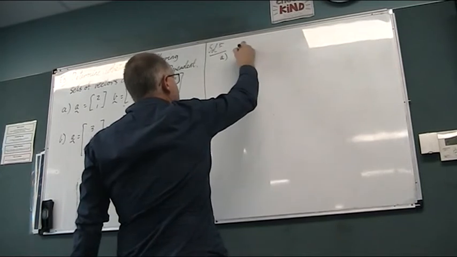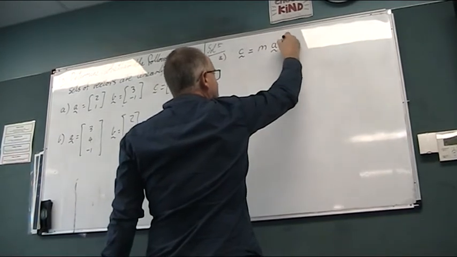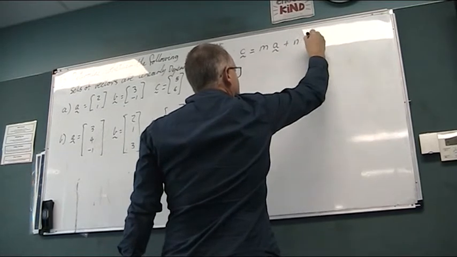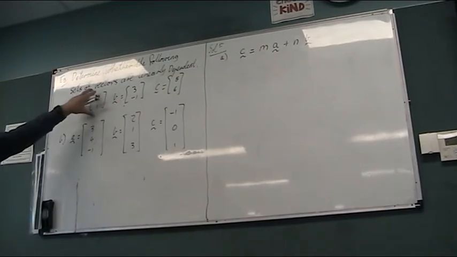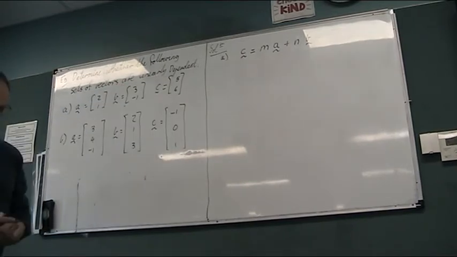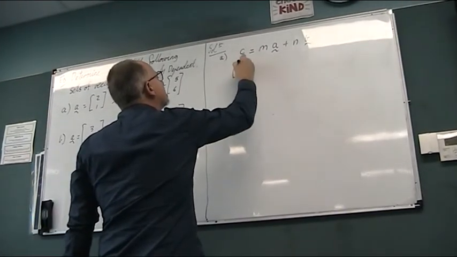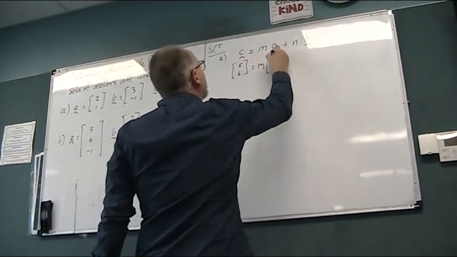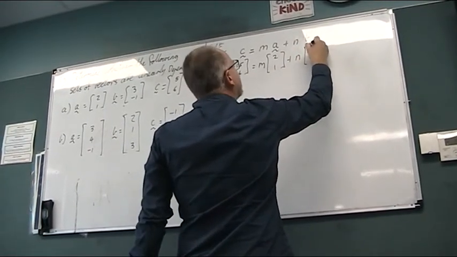So for part A, remember, if they are linearly dependent, then our vector C we can get by taking some multiple of that plus some multiple of this. So how do we go about it? We go about it by putting the vectors in. So this is 5 and 6, and that's m times A, which is 2 and 1, plus n times B, which is 3 and negative 1.